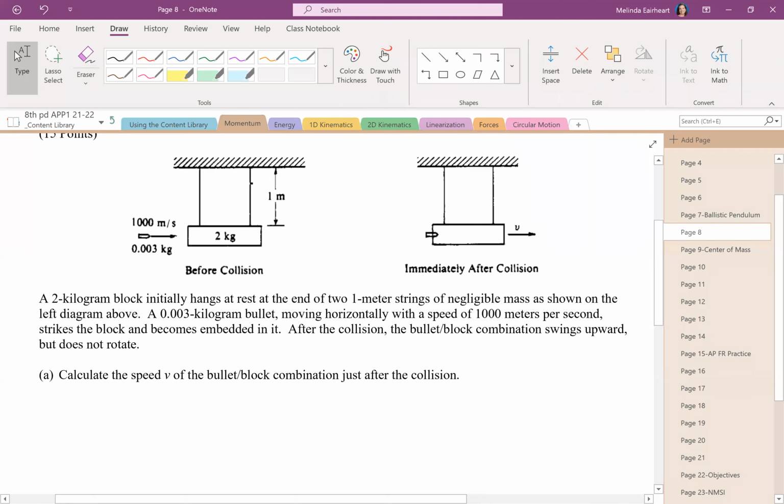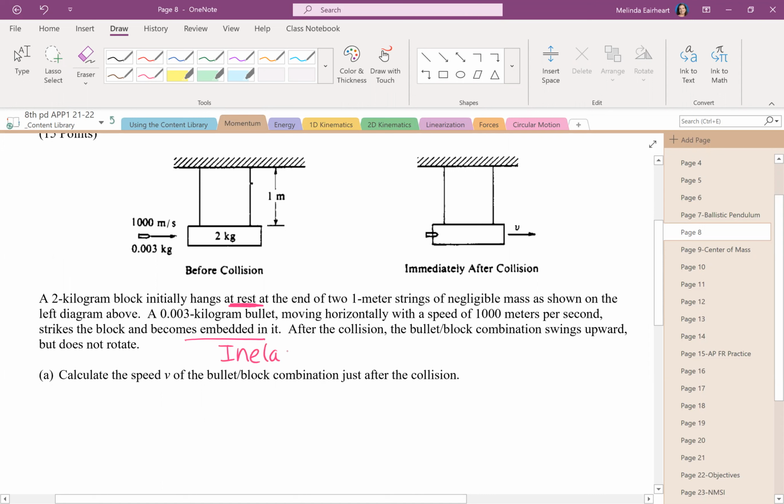This was actually an old AP B question, and the setup is very, very similar. We got a block. It's going to have two strings hanging from the ceiling. We're going to fire a bullet. It says it's a 2 kilogram block initially hanging at rest at the end of a 1 meter string. We got two of them. And then it says a 0.003 kilogram bullet moving horizontally with a speed of 1,000 meters per second. Wow. It strikes the block and becomes embedded. So again, that one word embedded tells us what kind of collision.